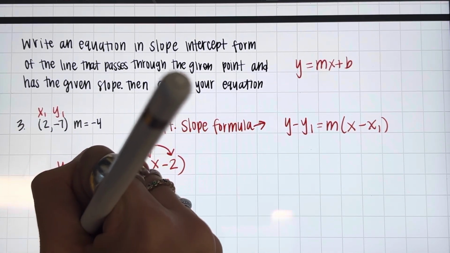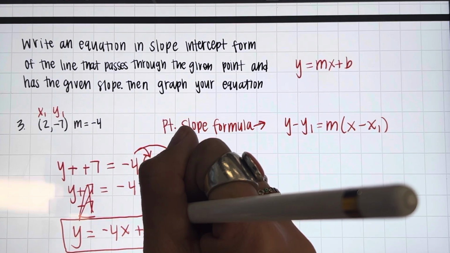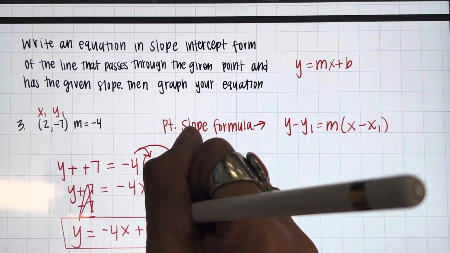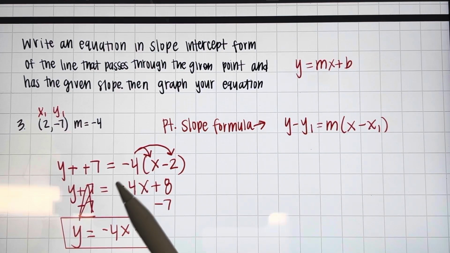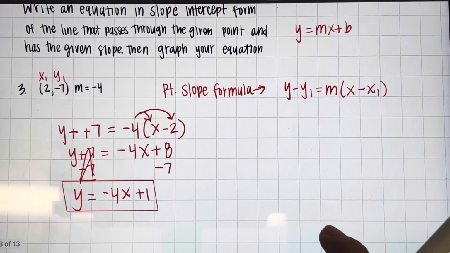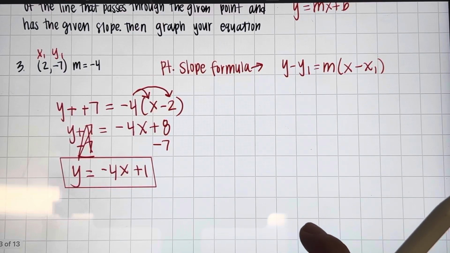So we finished with step 1. Okay, we found the equation of our line. And it is in slope-intercept form, so we know we're good with that. y equals -4x plus 1. Now, the second part says graph your equation. Okay, so we're gonna use what we remember from graphing to figure this out.